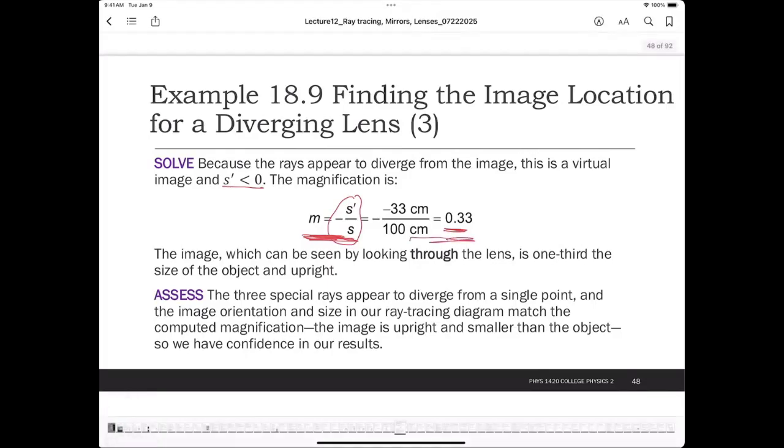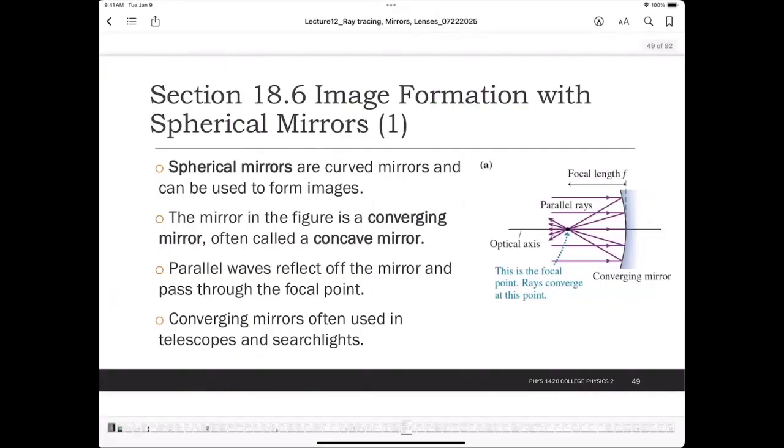Okay. Let's continue to talk about something different, section 18.6, image formation with spherical mirrors. Spherical mirrors are curved mirrors. You can see it's not flat. We talked about mirrors before, but those were flat. Here it's a curved mirror. We call these spherical mirrors.